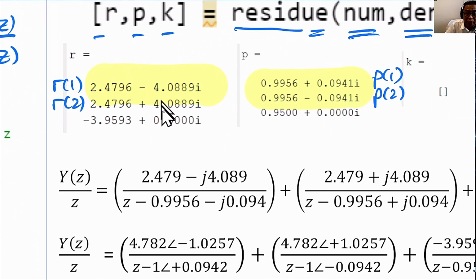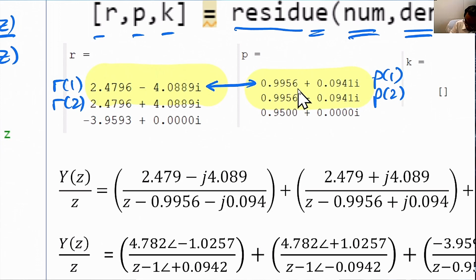Now look at R1 and R2. They are complex conjugates of each other. The poles are also complex conjugates of each other. So this is not an accident. We are interested in the pole position that has the positive imaginary part. So look, this is the real part and positive imaginary on top, the real part and negative imaginary below. Let's focus on this pair.